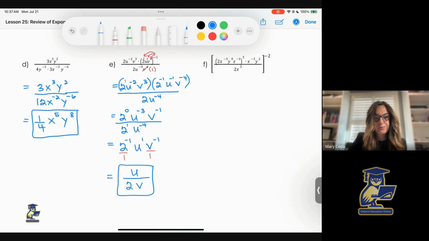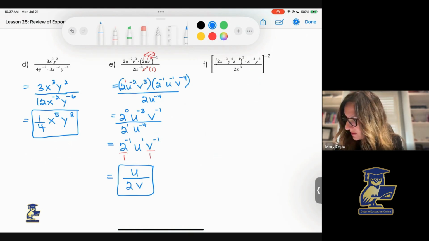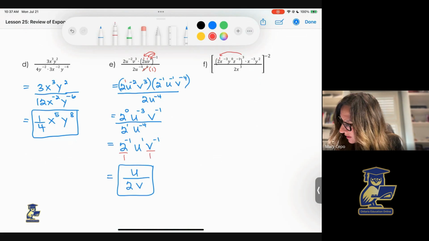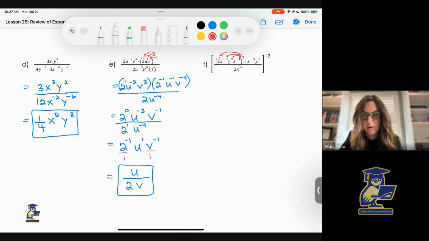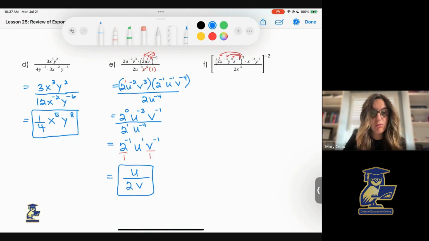Excellent. Okay, last but not least, again, always following BEDMAS. That means we have to simplify everything in the brackets first before we can take it to the exponent of negative 2. So looking in, even within the brackets, we follow BEDMAS. Keeping in mind, we would have to deal with that power here first before multiplying each of them. Okay, so again, you really want to make sure you're following BEDMAS throughout.